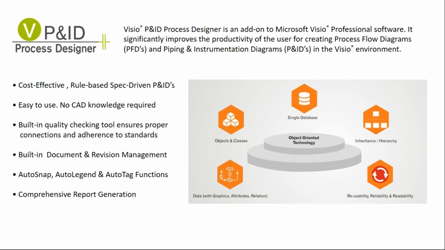The core of Visio P90 Process Designer is an object-oriented database technology. It has a single database and allows data to be stored in the form of objects, and these objects have attributes and properties associated with them. So it gives inheritance and hierarchy to the objects. Let's take a pump, for example. This pump will have a motor, and the motor will have electrical components. So these objects will then have a parent-child relationship between them.